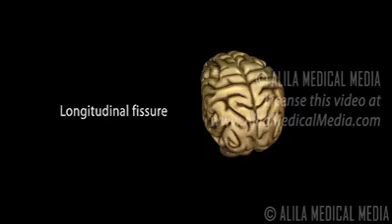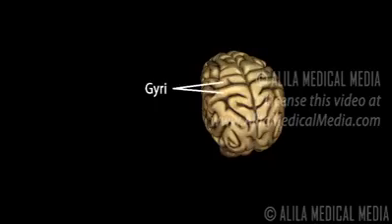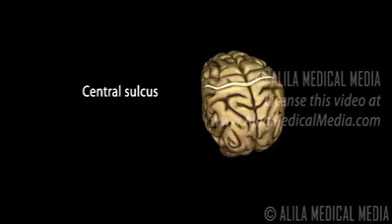Each hemisphere has a number of folds called gyri, separated by grooves called sulci. A major landmark is the central sulcus. The cerebrum has four major lobes.